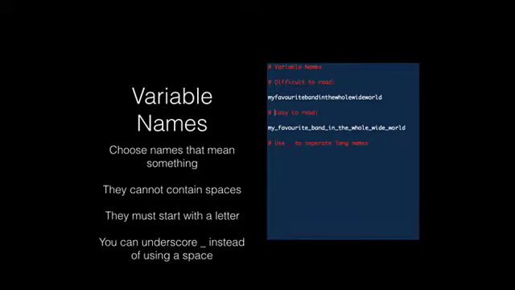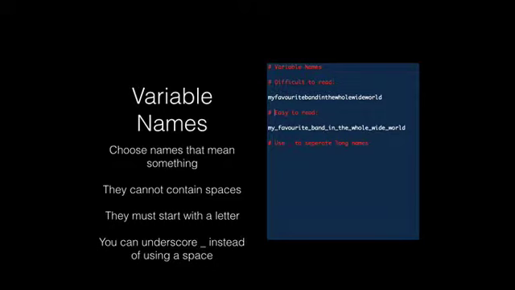Variable names. We should always choose a name that means something. They cannot contain spaces. They must start with a letter, and instead of using a space, you can use the underscore to make it a bit easier to read. Like this example on the right hand that says, my favorite band in the whole wide world. The top example is difficult to read. The bottom example with the underscores is easy to read.